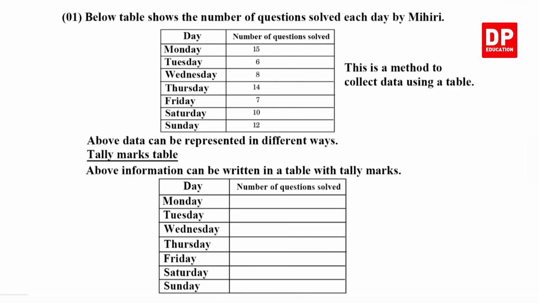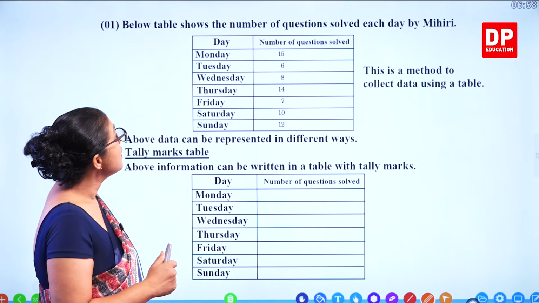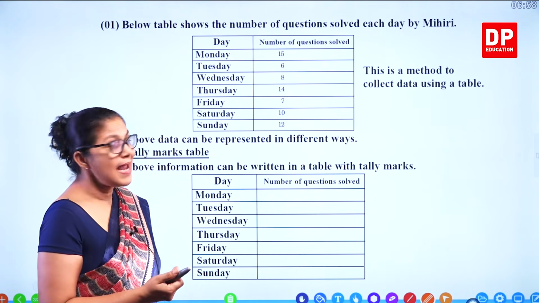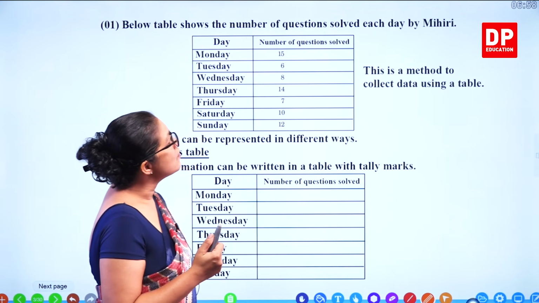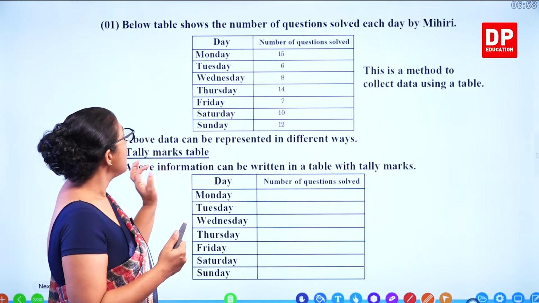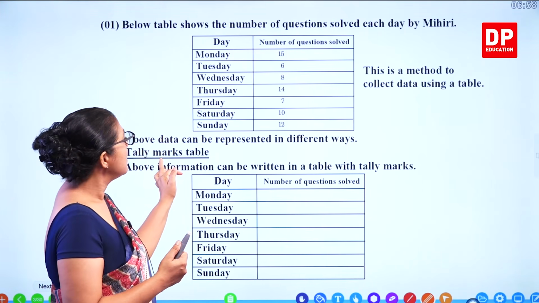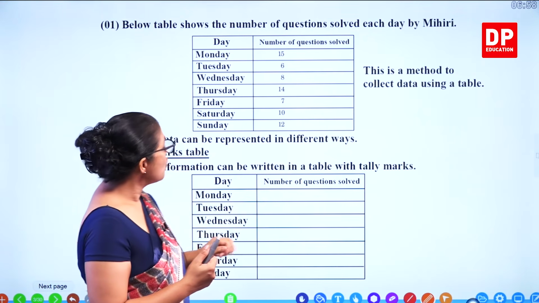Look at this table. The table shows the number of questions solved each day by Mihiri. So she tried 15 questions on Monday, Tuesday 6 questions, Wednesday 8. So this method is to collect data using a table. But you can create another table in a different way.